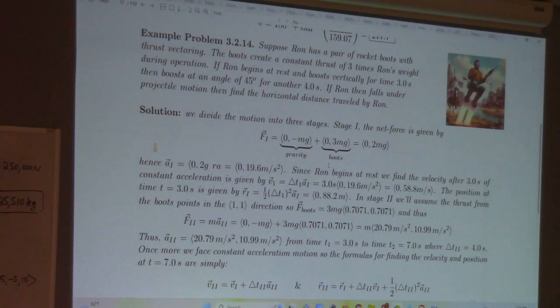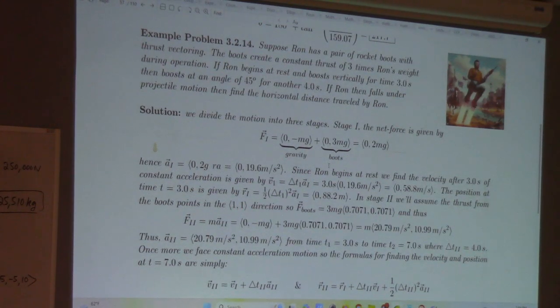And I say that happens for 3 seconds, right? So my final velocity after those 3 seconds is 58.8 meters per second. And the position happens to be 88.2 meters. Great. Then at stage 2, we assume that the thrust boots point the force in the one-one direction.